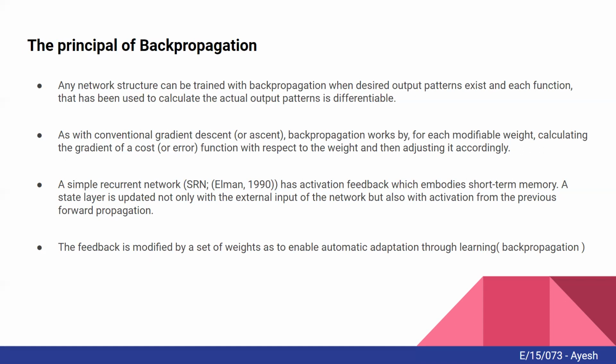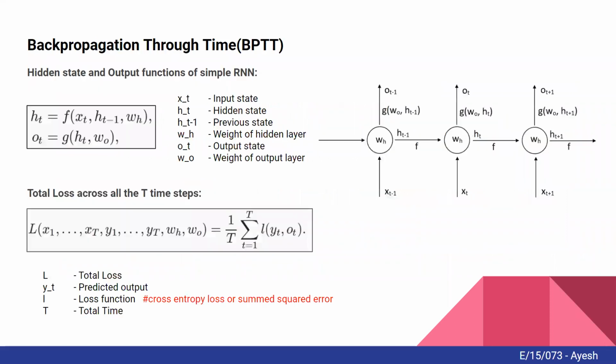A simple recurrent neural network, as we talked about previously, has an activation feedback which embodies short-term memory. A state layer is updated not only with the external input of the network, but also with the activation of the previous state, which we call forward propagation. So what does propagation mean? It's a feedback which modifies the set of weights, and it enables automatic adaptation through learning. So we'll go to the next slide.